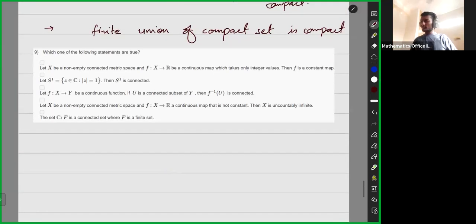So this is our last question and we'll finish up with this. Let X be a non-empty connected metric space, and f from X to the real numbers a continuous map which takes only integer values. Is f a constant map? What is your answer?